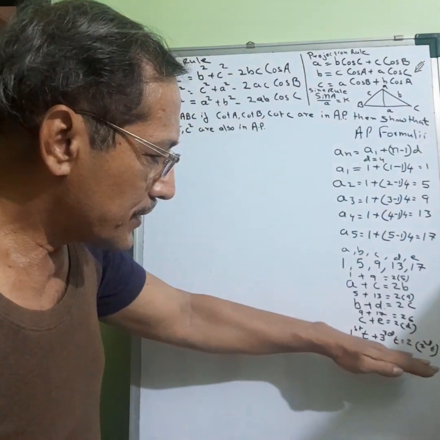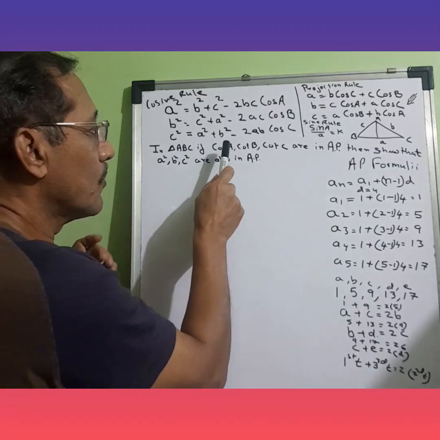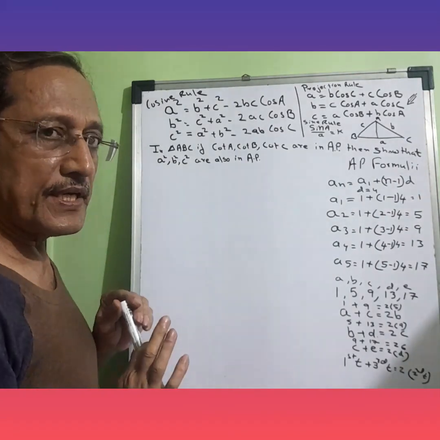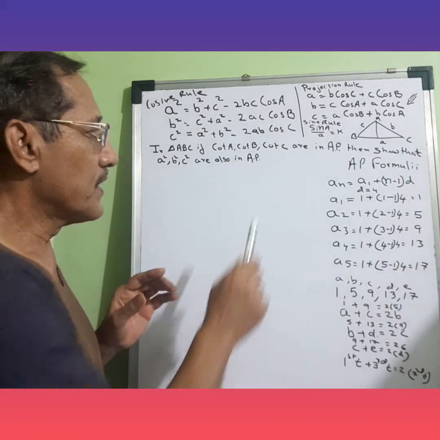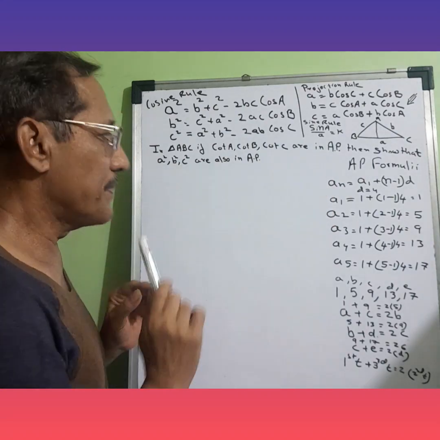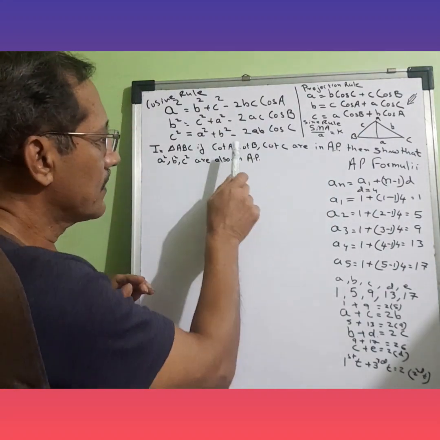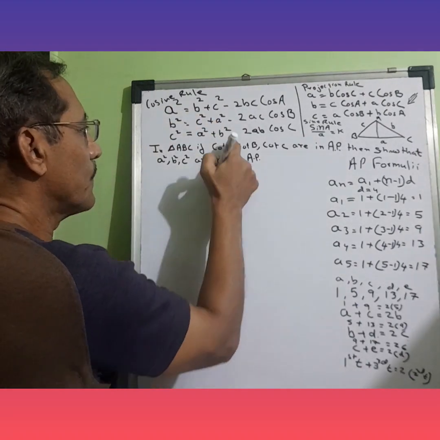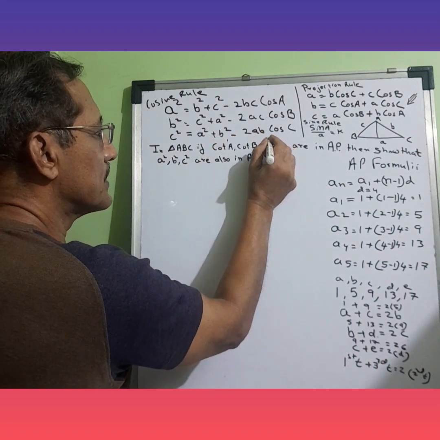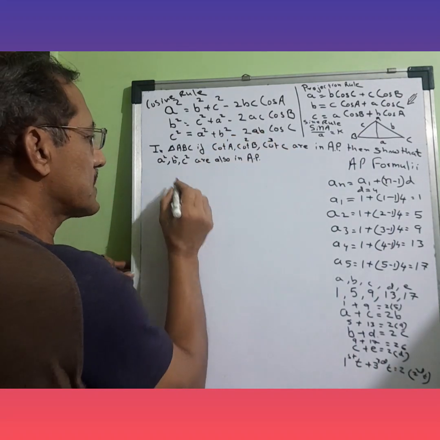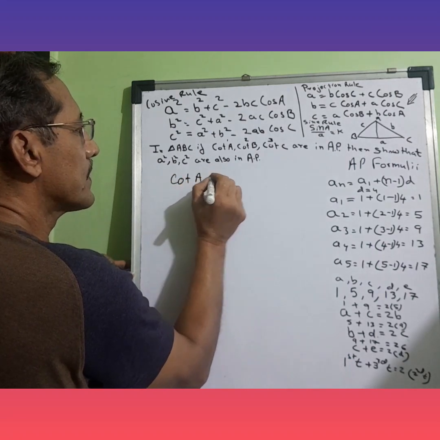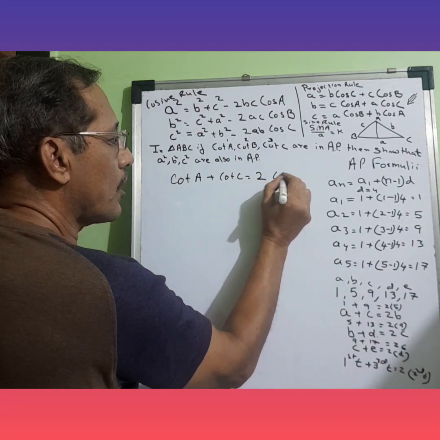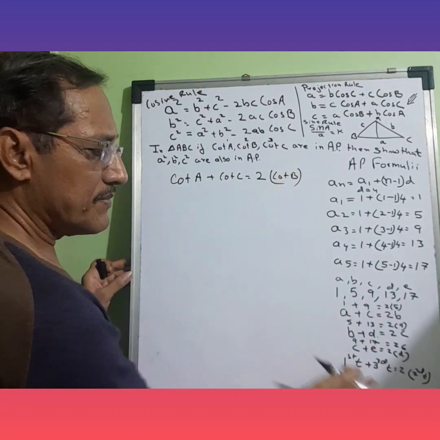So in continuation, we have cot A, cot B, cot C, three numbers, and we are saying that these numbers are in AP. So this rule has to be followed. What's that rule? This is the first term, this is the third term, and this is the middle term. So obviously cot A plus cot C should be equal to twice cot B. Same thing that we are applying.